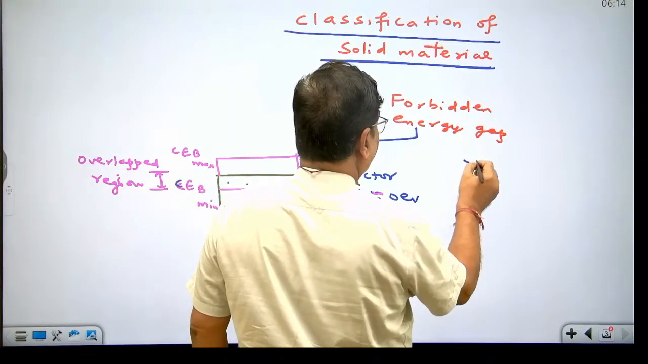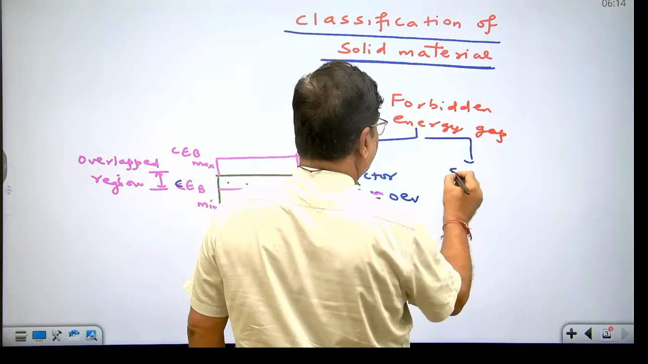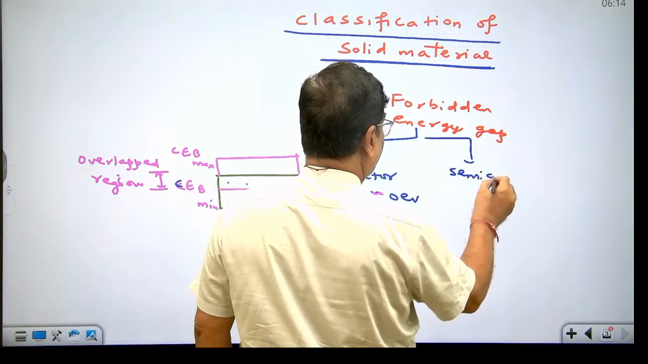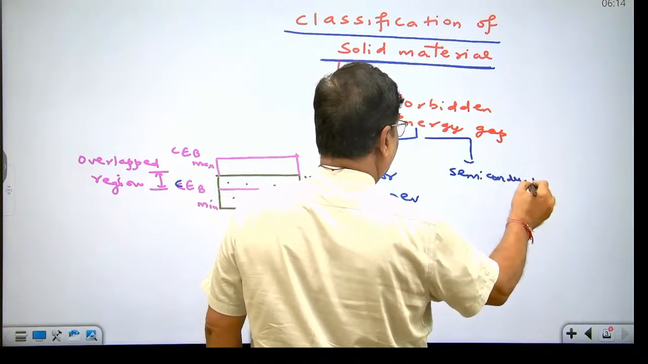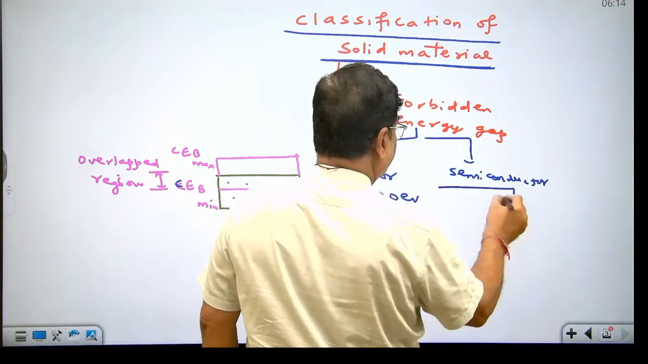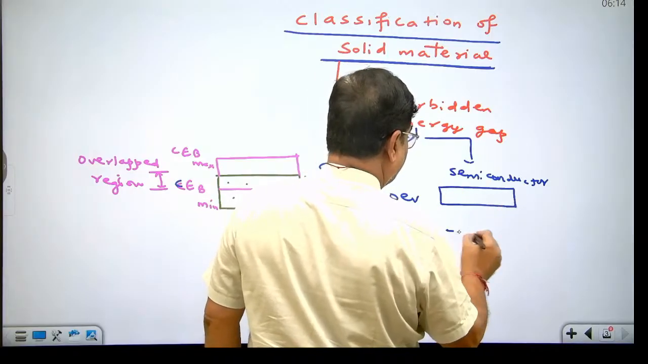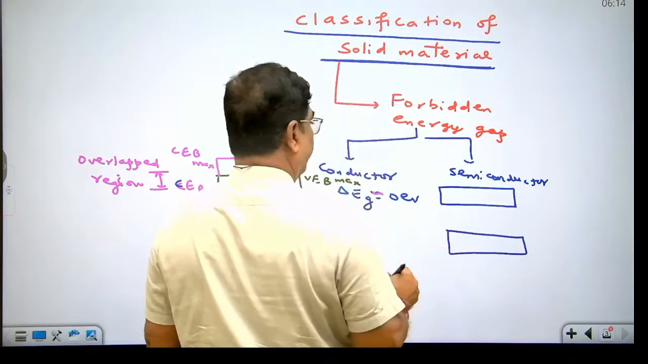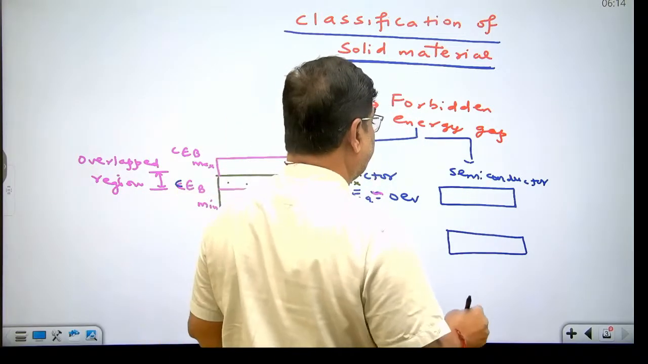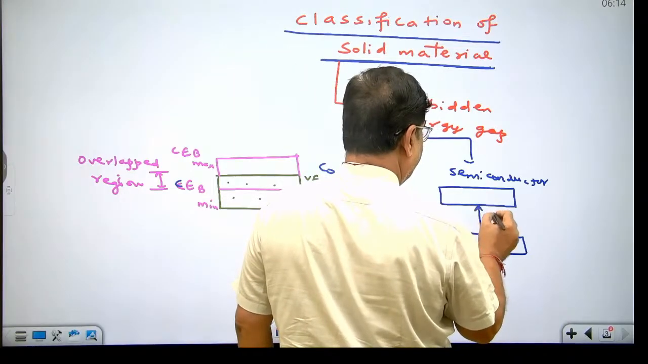Now, dear student, what about semiconductor? In case of semiconductor, the difference between valency energy band and conduction energy band is known as forbidden energy gap.